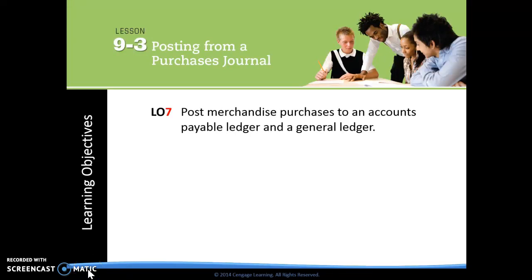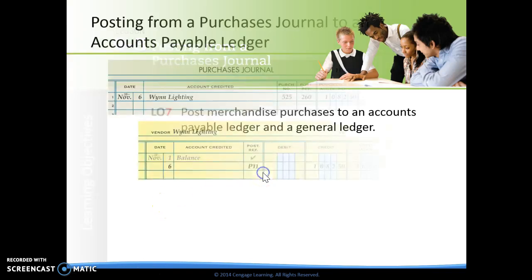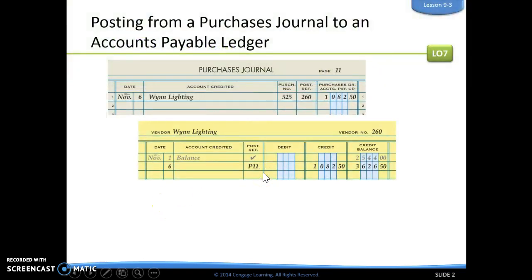9.3, posting from a purchases journal. We have one objective here. You need to be able to post merchandise purchases to an accounts payable ledger and a general ledger. So here they are showing us our purchases journal and then our vendor that we would find in our accounts payable ledger. That's, remember, our subsidiary ledger. And we are going to be posting.